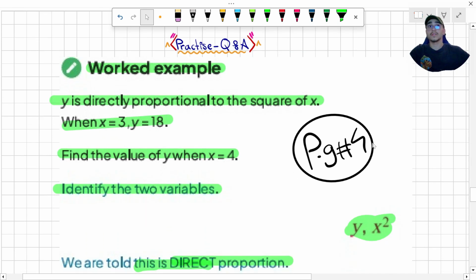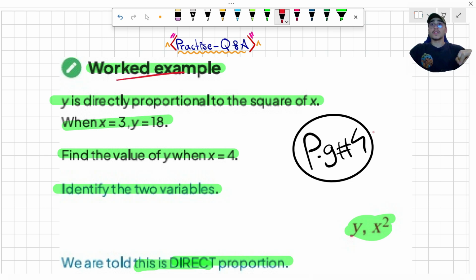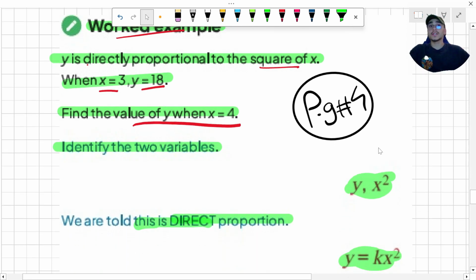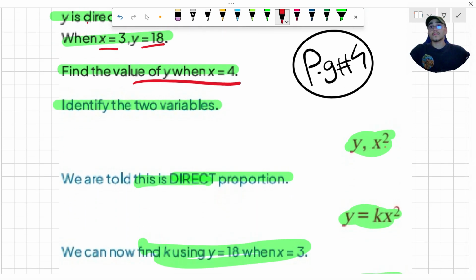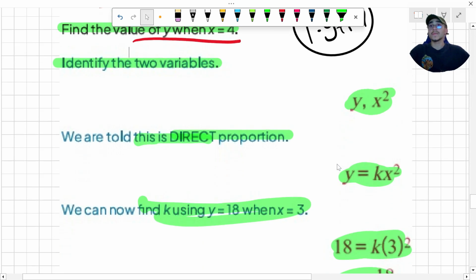We have one more example here, I believe. Okay, so worked example. Y is directly proportional to the square of x. X is 3, y is 18. Find the value of y when x is equal to 4. Step 1, identify the two variables, y and x squared. Y is 18, x is 3.